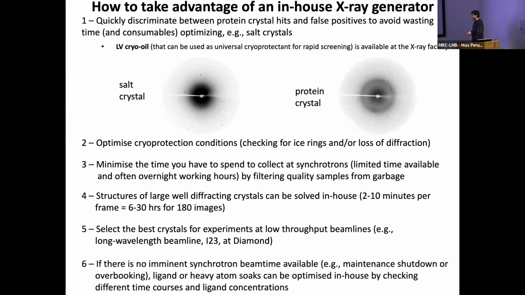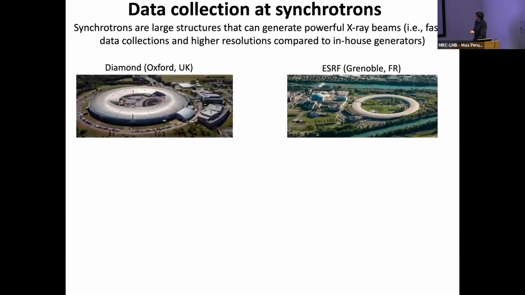Also, the synchrotron is closed about 5 times a year for 4 weeks for maintenance shutdown. So if you are desperate for a structure and there's a maintenance shutdown at the synchrotron, we can collect the data in-house. We used to use 2 synchrotrons until recently, but now we stopped using the one in Grenoble. We only use Diamond because we've got plenty of time from Diamond.